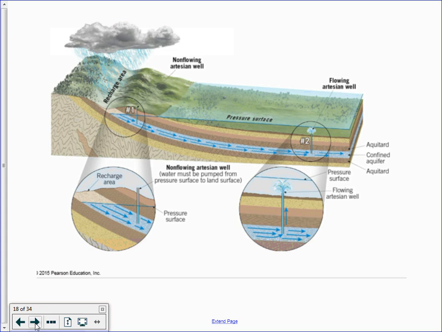This is another picture of almost the same thing, showing a recharge area and the water traveling through two impermeable layers called aquitards. And it's just that the water's flowing.